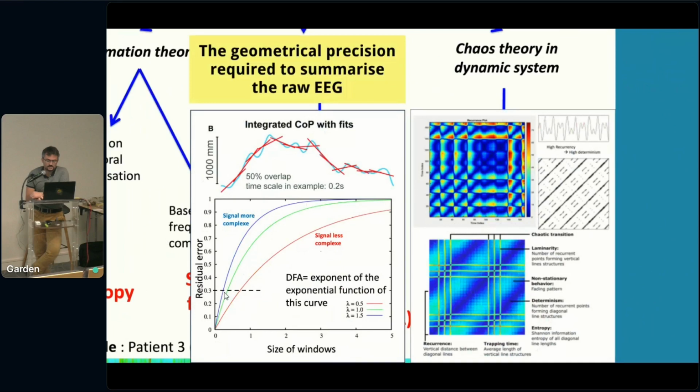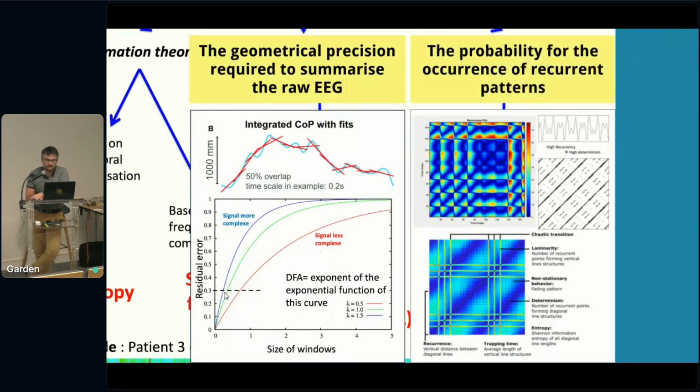We then developed the determinism, which is a way of assessing the probability of occurrence of recurrent patterns in recurrent plots. The determinism is defined by the existence of oblique lines, which means that at different times of the EEG, you will have very similar patterns reoccurring.